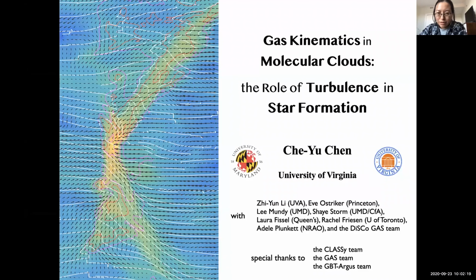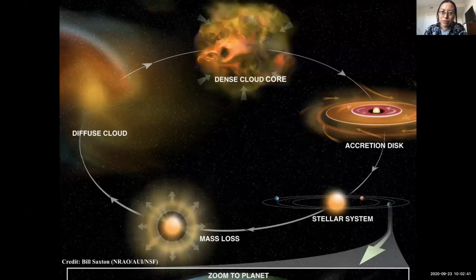Since I figure among all of today's speakers I'm probably the least experienced observer, I figure I should talk less about the observation and more about the motivation: why we would be interested in the gas kinematics in the molecular clouds. In particular, I want to talk about what role is played by turbulence during the star forming process. So I would like to start with this beautiful image of the life cycle of a star.